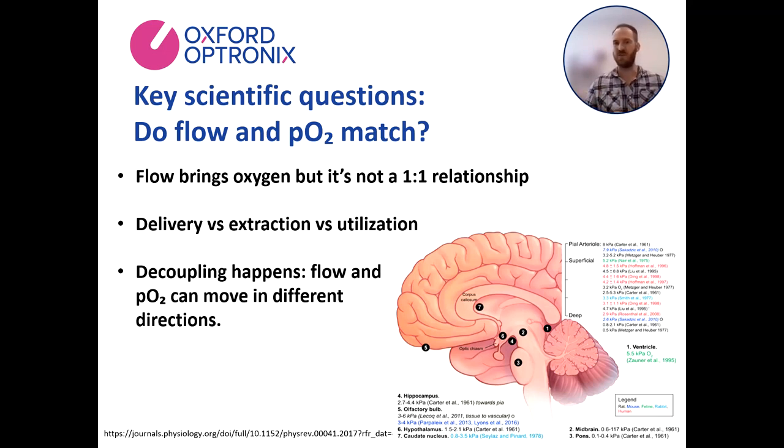That is not a bad measurement, that's often the biology. The simple way to think about it is, flow is a delivery truck, and PO₂ tells you what actually made it to the tissue and stayed there long enough to matter. Once you accept that decoupling can happen, the next step is choosing measurements that help you explain why.